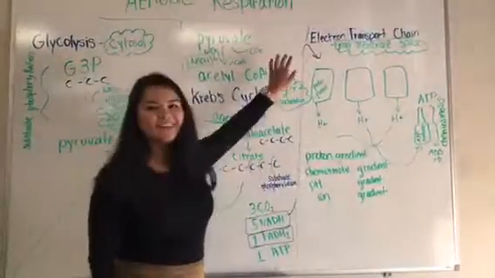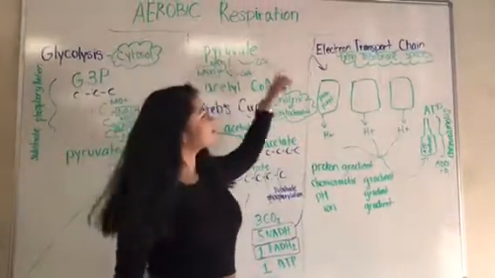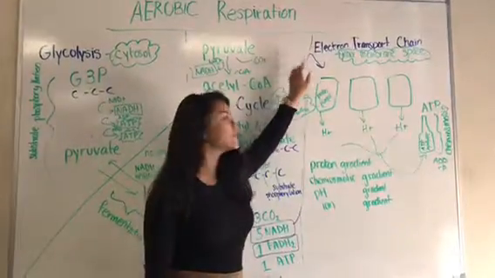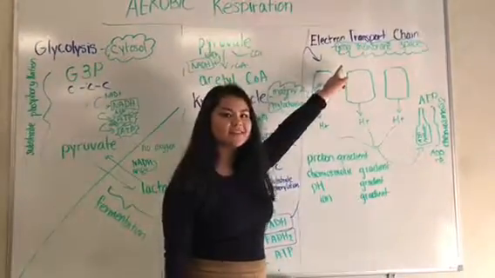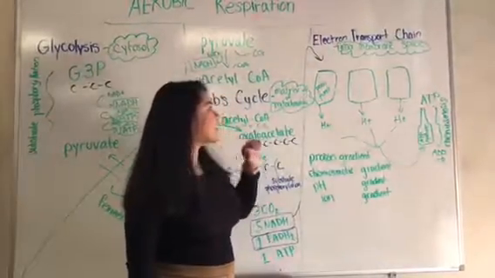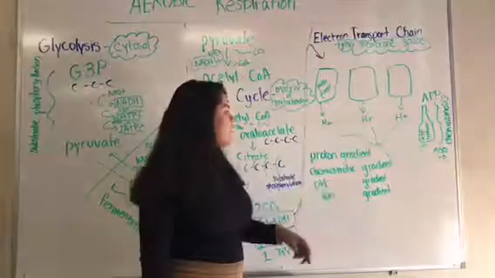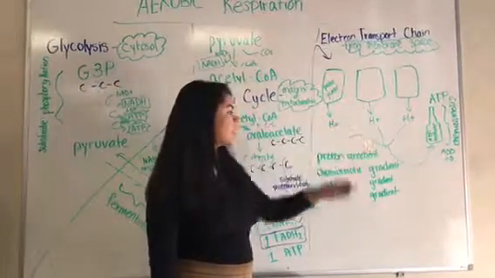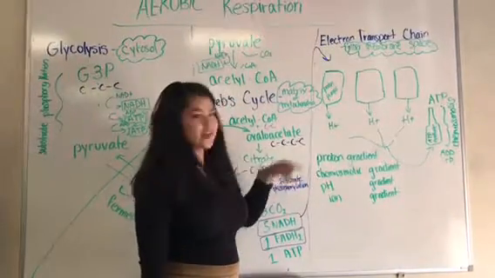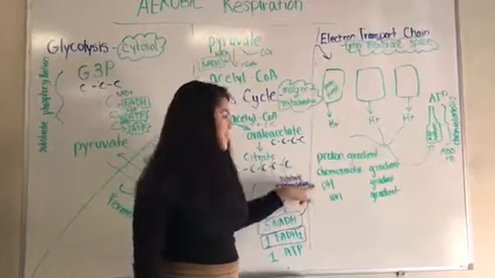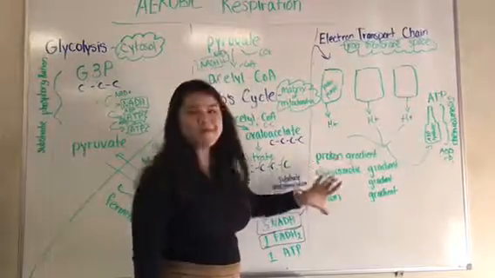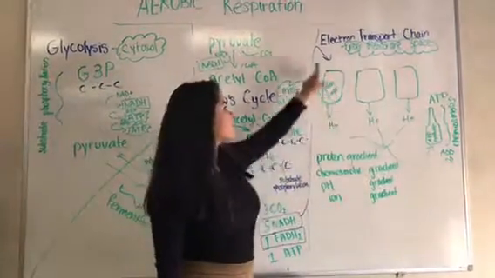Okay, so the third and last step of aerobic respiration is the electron transport chain. So this happens in the inner membrane space of the mitochondria. And in the electron transport chain, you have 3 proton pumps. And these 3 proton pumps create a proton gradient, or a chemiosmotic gradient, or a pH gradient, or an ion gradient, and they all mean the same thing. But that's the flow of electrons.